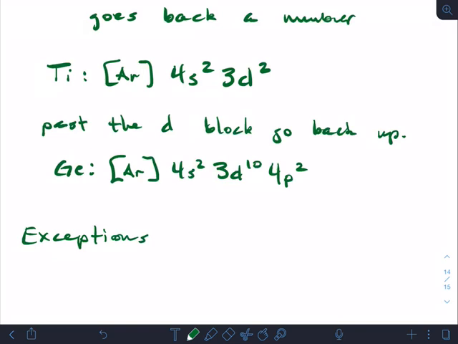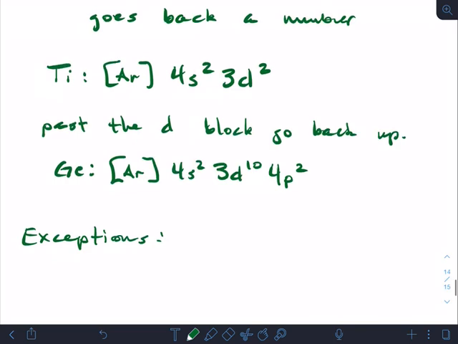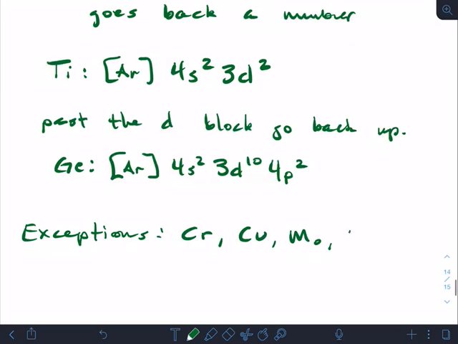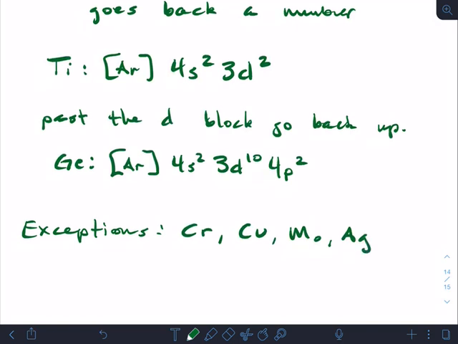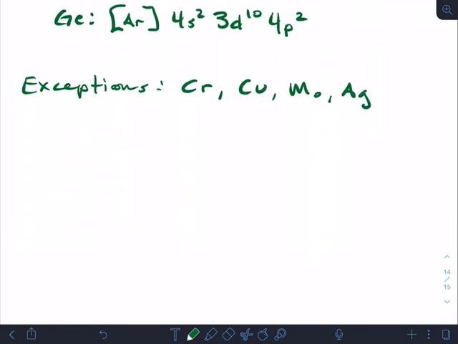Now, there are exceptions, all right? There's a couple that have weird electron configurations, right? And those are chromium, copper, molybdenum, and silver. Right? So let's talk about chromium. Chromium's a good example, right?